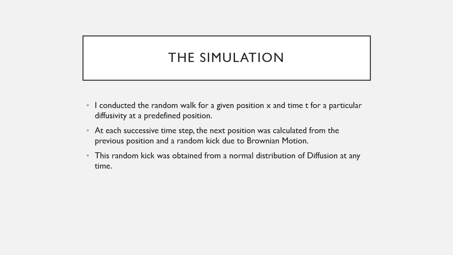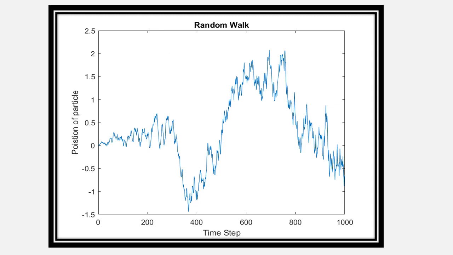But I'm going to talk about what the position is at a given time. Basically, the position at any time can be defined as the position at the previous time plus a kick in a random direction. So this is how a random walk is generated. You can see that there is a time step and a position. As the time is increasing, you can see that the particle is moving in any direction. Basically, it goes up, then it goes down. It just varies in any direction that you can see. So each random kick is obtained from a Gaussian, which depends on the given diffusivity of the particle.